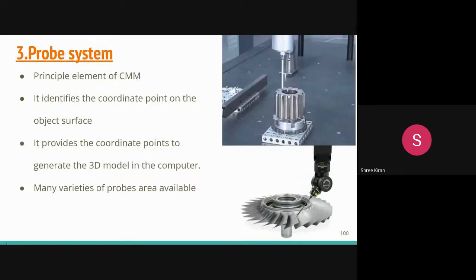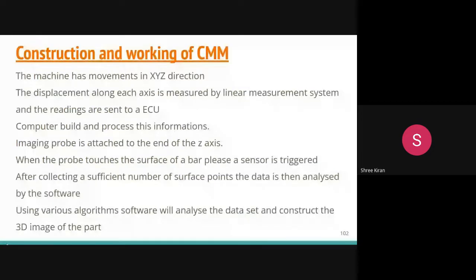Now we will go with the construction and working of CMM. The machine has movement in X, Y, Z directions. That's why it is called three-dimensional. The displacement along each axis is measured by the linear measurement system, and the readings are sent to the ECU.